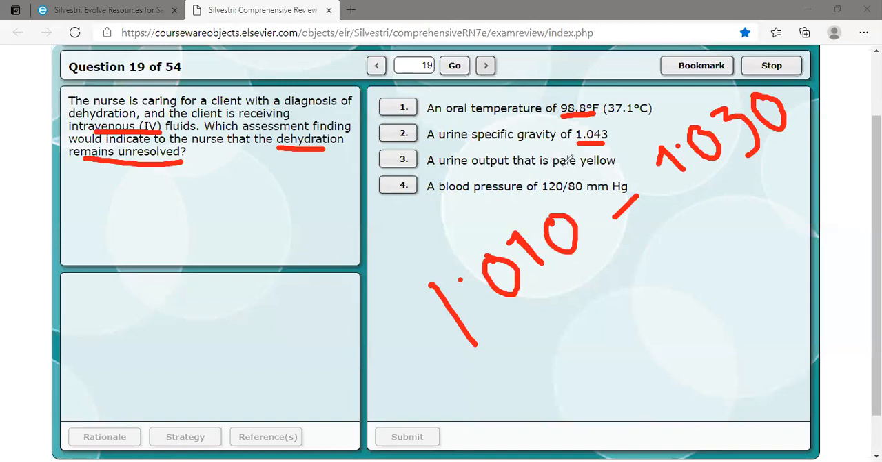Urine output, that is pale yellow. So urine color is pale yellow. It is nothing abnormal. Straw yellow is a normal color. Blood pressure is 120/80. It is a normal blood pressure. It also does not indicate any abnormalities. So only number 2 is the choice.